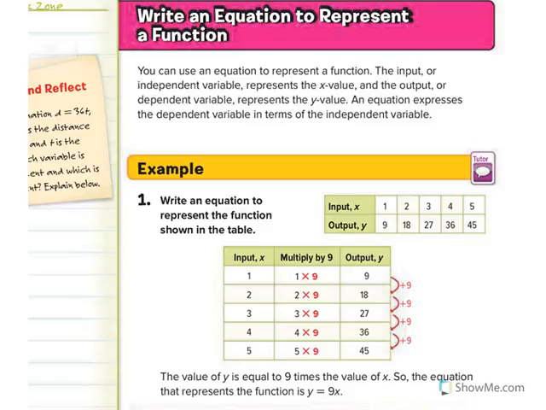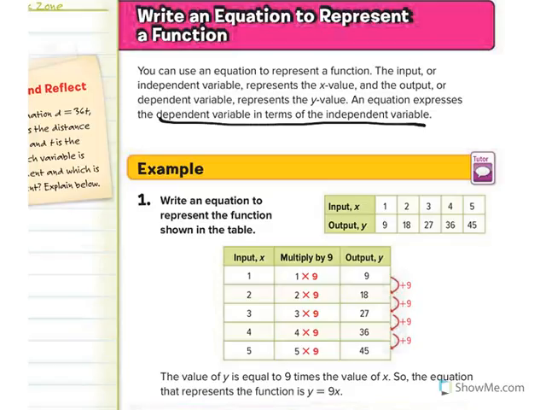The output is your dependent variable, and that depends on what you input, right? So you're not going to get anything out until you put something in. So that's always going to be your y value. So your in comes before your out, your independent comes before your dependent, or your x comes before your y. So an equation expresses the dependent variable in terms of the independent variable. So an equation basically shows how you get the dependent variable, how you get your y based on your independent variable.